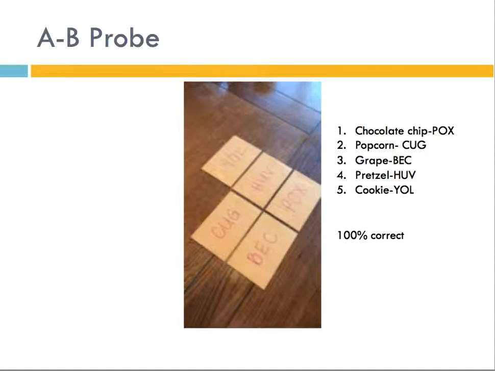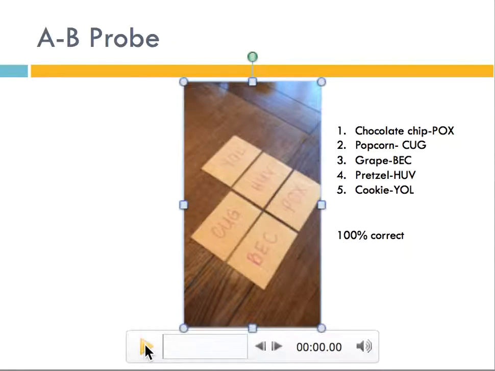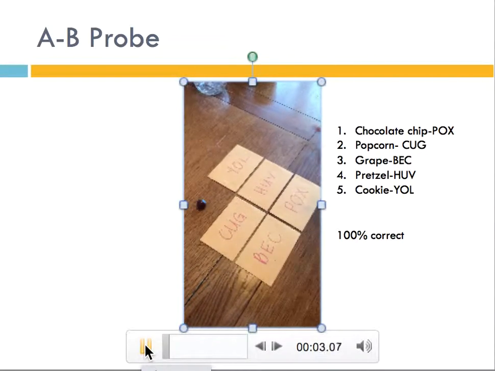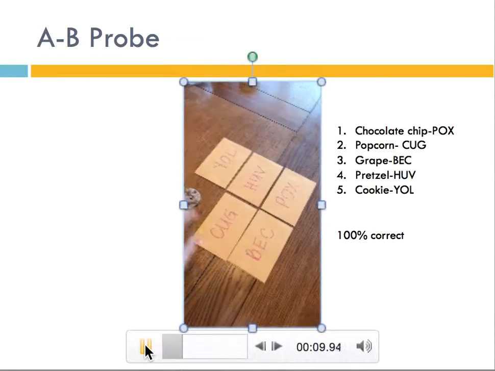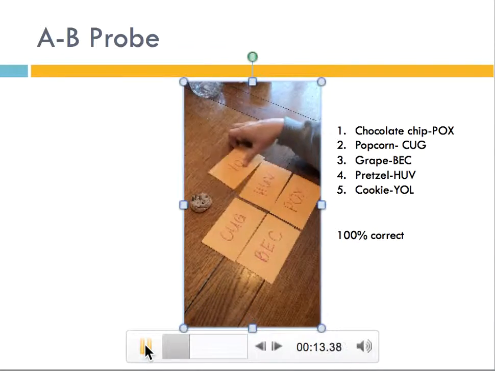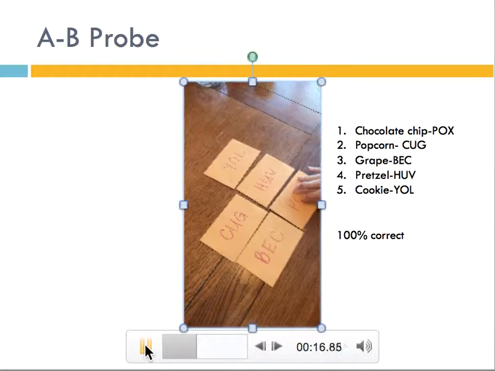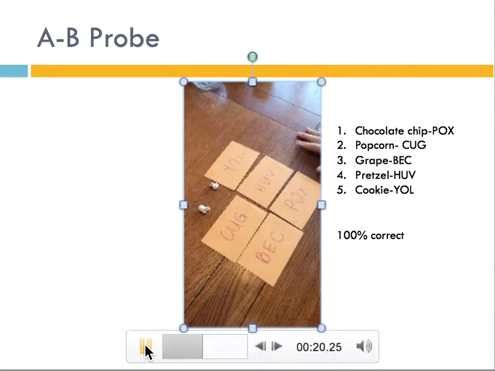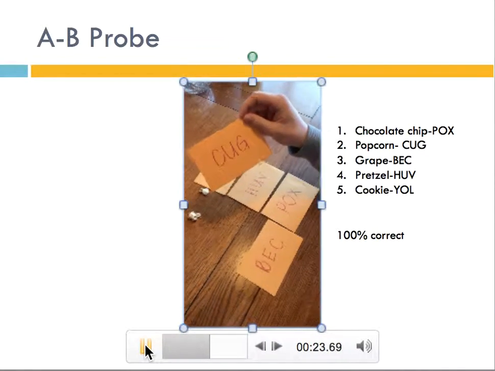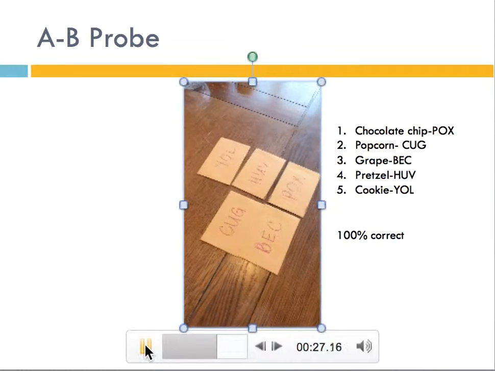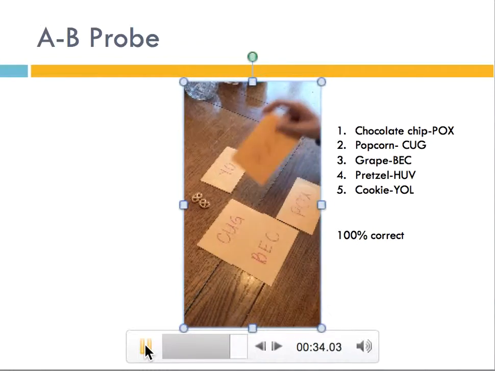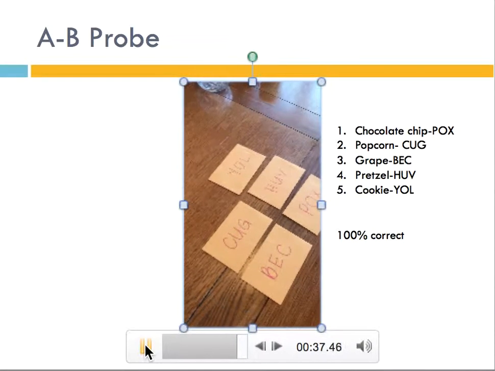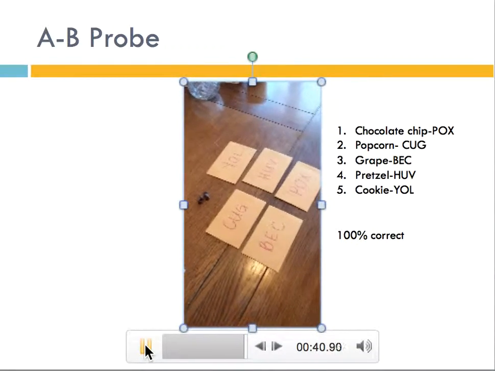This is a probe session showing the A to B derived relation established. The subject got 100% correct for this probe session. Find the same.